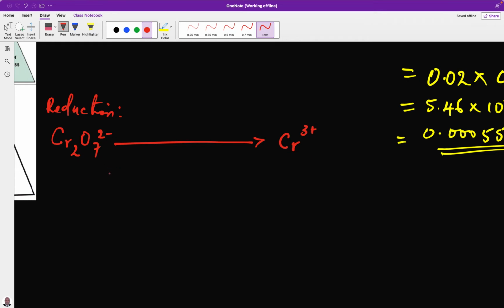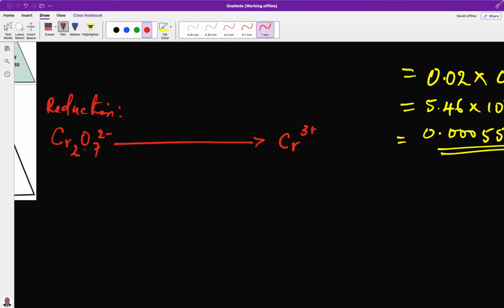Why do I say it is chromium 6? Because for chromium here, 2x minus 14 equals minus 2. So 2x equals 12, and x equals plus 6. That is why we say it is plus 6. Now let's balance this equation for redox.